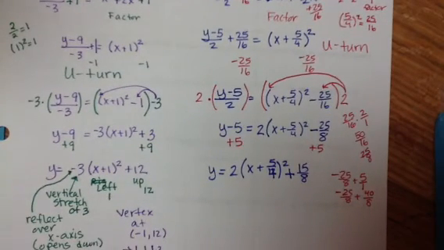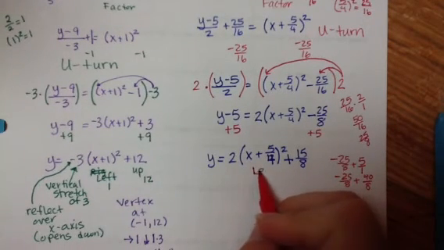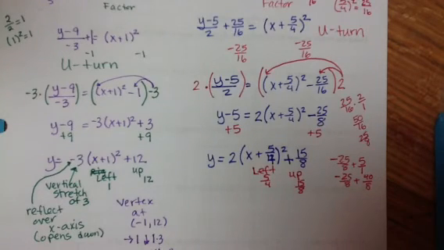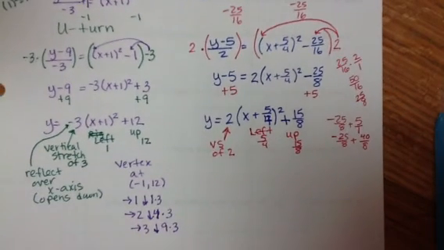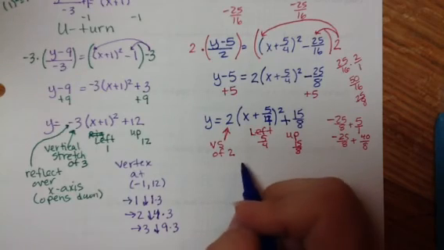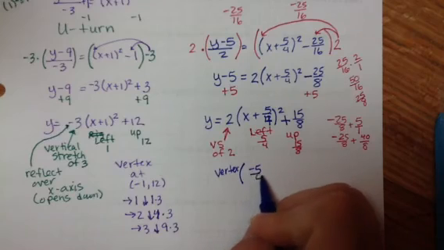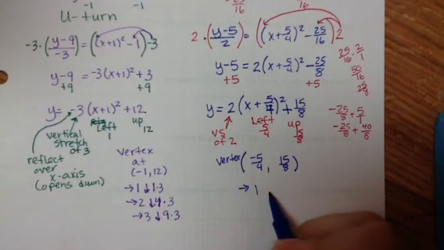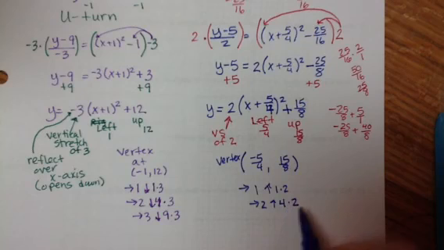So our transformations are going to be left 5/4, up 15/8, and a vertical stretch of 2. So we would need to start from a vertex at negative 5/4, 15/8, and then go over 1, up 1 times 2, over 2, up 4 times 2, over 3, up 9 times 2.